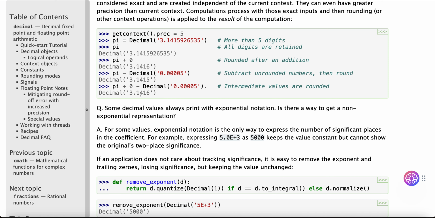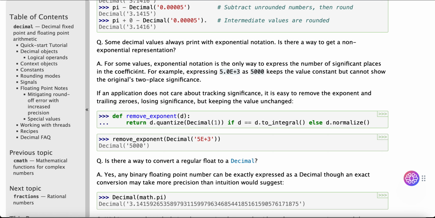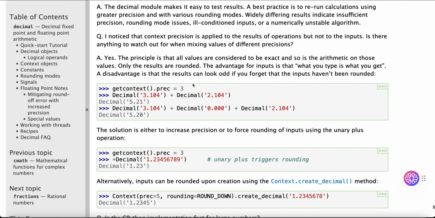Q. Some decimal values always print with exponential notation. Is there a way to get a non-exponential representation? A. For some values, exponential notation is the only way to express the number of significant places in the coefficient. For example, expressing 5.0E+3 as 5000 keeps the value constant but cannot show the original's two-place significance.